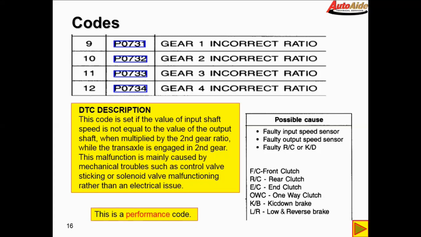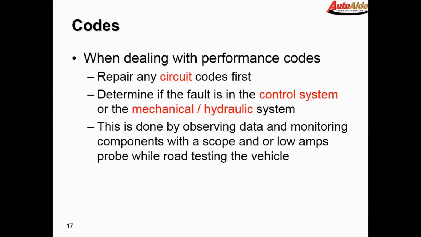Pretty easy to differentiate a circuit code from a performance code. Circuit code's easy, performance code's not so much. So when dealing with performance codes, if you've got circuit codes, common sense says fix those first. And then if you don't have any circuit codes, you're going to have to determine if the fault is in the control system or the mechanical/hydraulic system. The control side of things, you're probably going to be able to fix it in car. Mechanical or hydraulic means it's going to have to come out and be rebuilt or replaced.